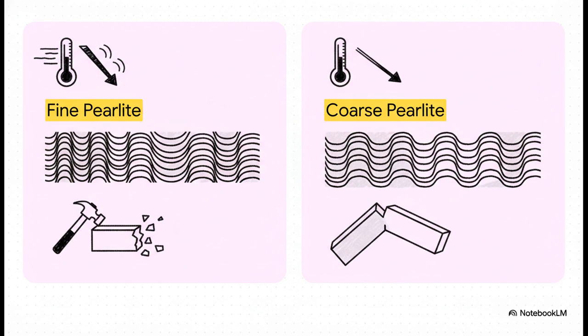If we had cooled down much faster, we'd get fine pearlite, really thin layers that make the steel strong and hard, perfect for a cutting tool. But because we cooled it slowly, we get coarse pearlite, thicker layers that make the steel softer and more ductile, something you could easily bend. By controlling the path on the map, we control the outcome.